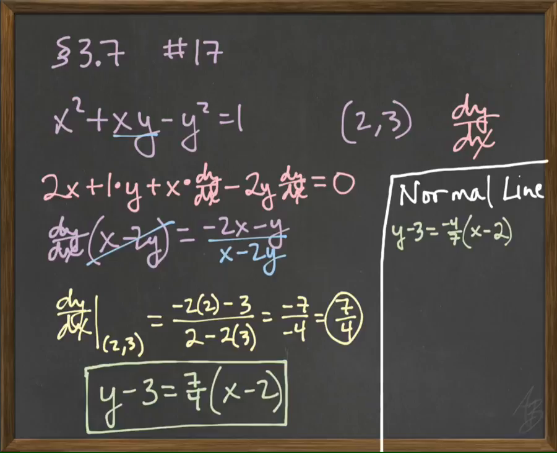Actually, it's easier to graph this than it would be if we wrote it in slope-intercept form, because then we would have a fractional y-intercept and it would just be ugly. So this is actually easier to graph this way anyway. Any questions about this one?